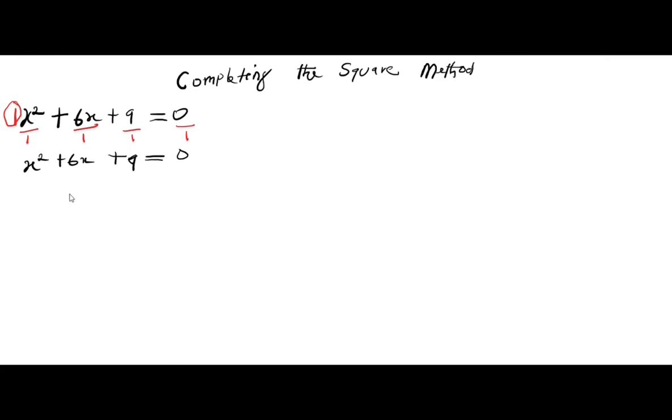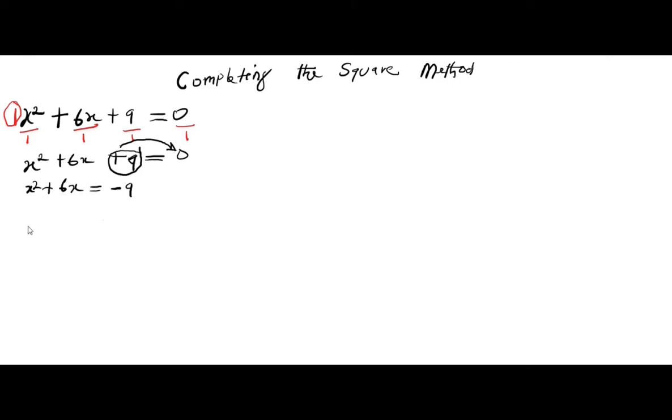Alright, now my second step is we take this positive 9 across the equality sign, and it will become negative 9. So you have x squared plus 6x equals negative 9, because this positive 9, we take it across the equality sign and it changes to negative 9. That is my second step.